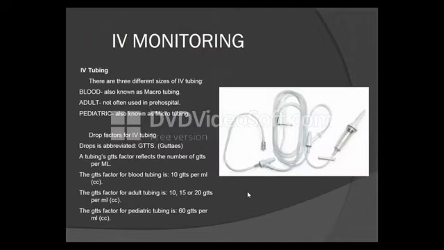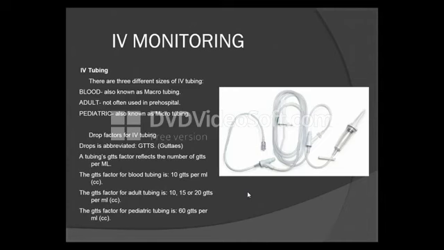There are different types of IV tubing. The different types are differentiated by their drop sizes. Blood tubing is known as macro tubing. Adult tubing is not often used in pre-hospital setting. The adult tubing will usually be on your patients going between facilities. Your pediatric tubing is also known as micro tubing.